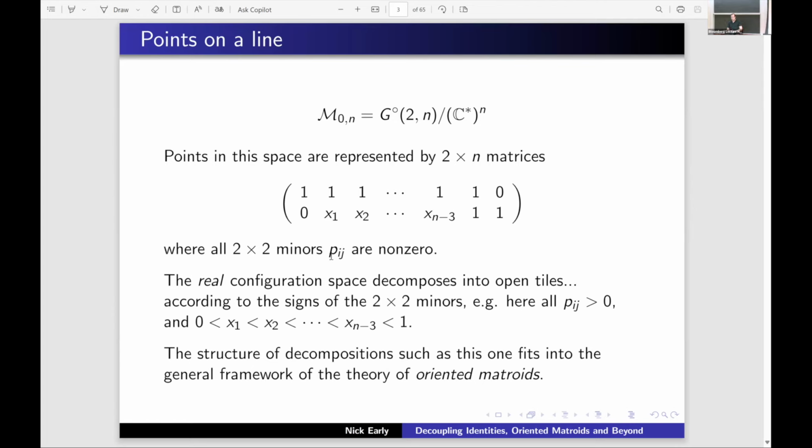And so, to motivate the title of the talk, the general structure of such decompositions with sign vectors of Plücker coordinates has been formalized into a general framework called oriented matroids. So that's kind of going to be the backdrop for the talk. Keep in mind that it exists.